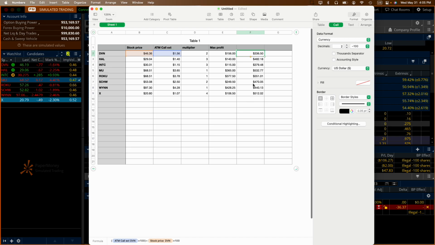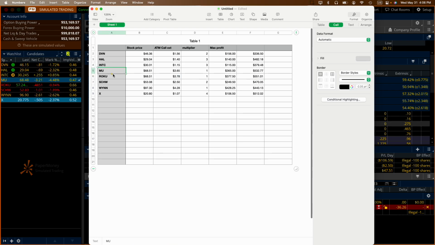And so here you can see that they're all around $500. Some closer than others. So the best price here is on Roku and MU. Those are the best two. So I can certainly enter those, and they are more than 500. And if more than 500, I'm happy with that. Because that means that if I invested $10,000 on those, I have the potential to make $500 on those trades.